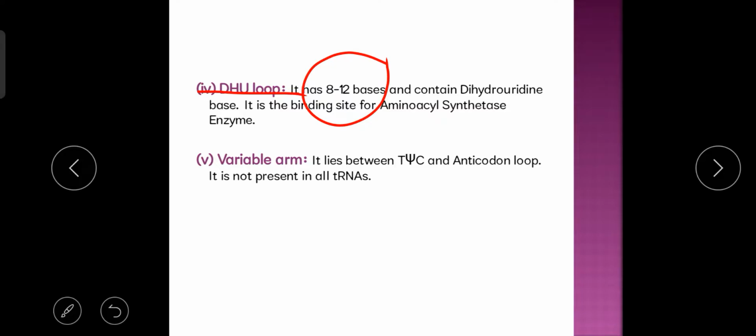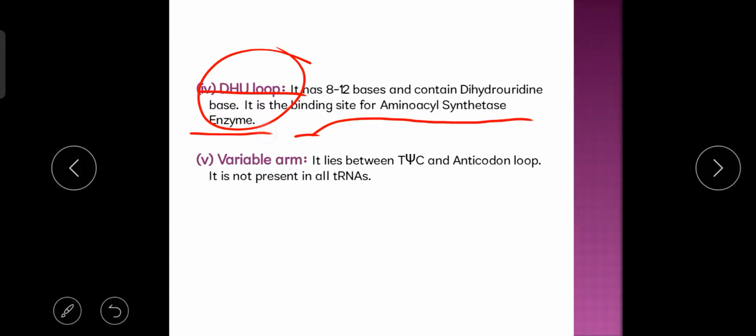Okay, and what is the importance of this DHU loop? This DHU loop helps in the binding of the amino acid synthesis enzyme, which is the activating enzyme of amino acid during protein production. So this is the function of the DHU loop or DHU arm.